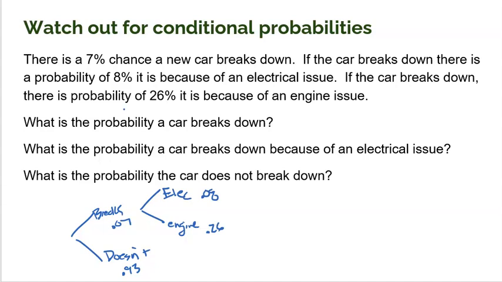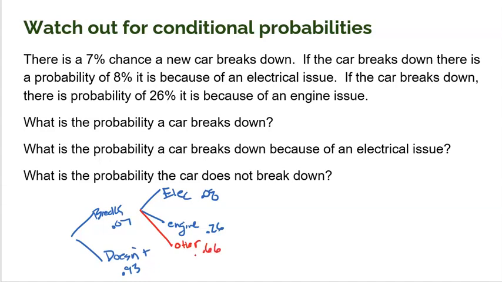Now you might say, well, wait a minute, the 26 and the 8% don't add up. Well, there are other reasons a car could break down, right? So if we add up the 26 and the 8, that's 34%. So that means the remaining 66% could be that it broke down for some other reason. So we could even add that if we wanted to. So other, right? Just put other. The other reason why a car could break down is 0.66.